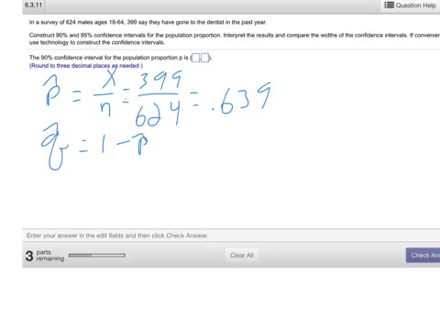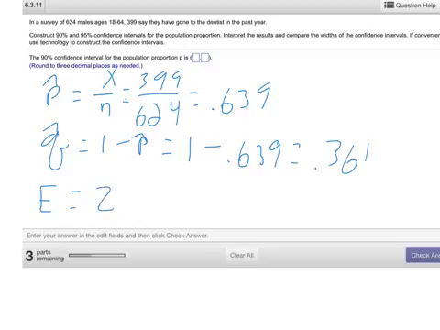Next we need to find q hat, which is just the complement of p hat. So it's 1 minus p hat, which is 1 minus 0.639. So q hat is 0.361. And next we need the margin of error, which is defined as E equals the z-score times the square root of p hat times q hat over n.